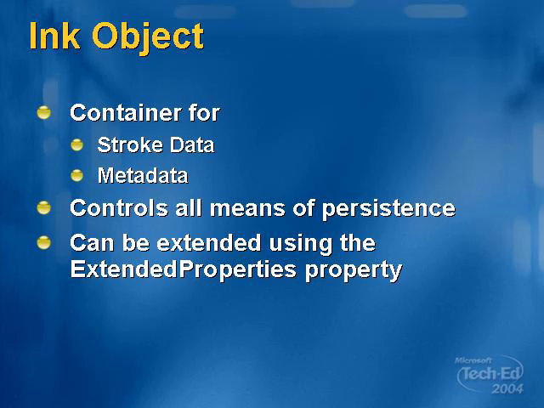It also controls all means of persistence for the ink data. There are load and save methods on there where you can persist that data. And you can also use extended properties to extend the data that's saved with the stroke. Basically, the extended properties property lets you add any custom data to the ink object that you need. So for example, you could associate a user ID with a given ink object, or you might date timestamp it, things like that. You could put in the extended properties property.